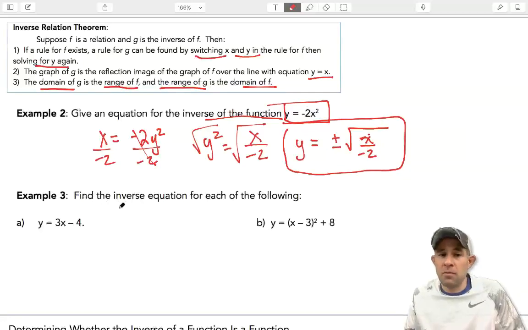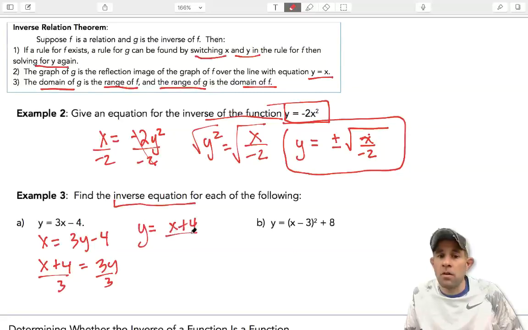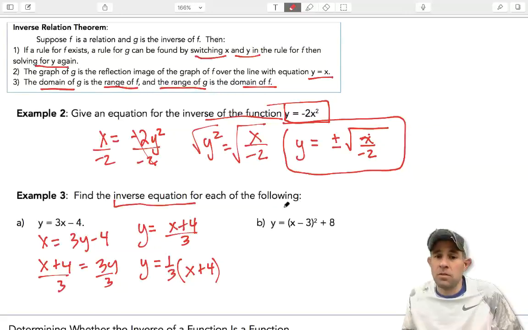All right, in the next example, we're going to do the same thing. Let's find the inverse equation. So we're going to practice our strategies here. Switch your x and the y. We get x equals 3y minus 4, and then solve for y again. Add 4 to both sides, and then divide by 3. Our inverse equation is x plus 4 all over 3. Now you can write that another way. You can write it as 1/3 times the quantity x plus 4. These are equivalent functions. All right, in example B, we also want to write the inverse, so we'll switch x and y.